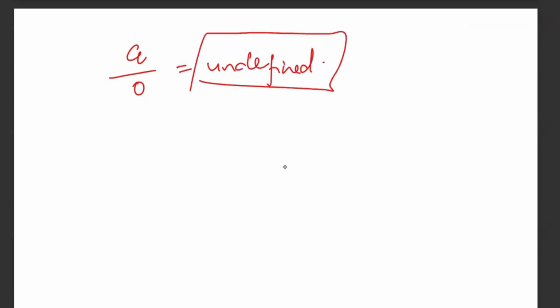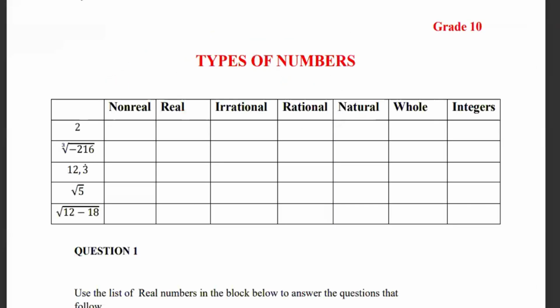Then one last thing that we need to remember is that if we have a number over 0, we normally say that this will be undefined. Anything over 0, for as long as the denominator is 0, we can say that that expression or number is undefined. All right, so let's look at some worked examples and questions to deal with.